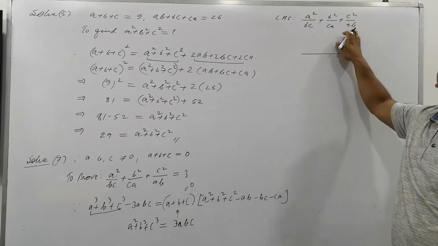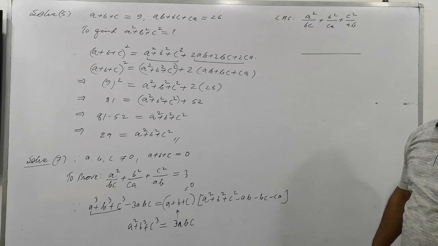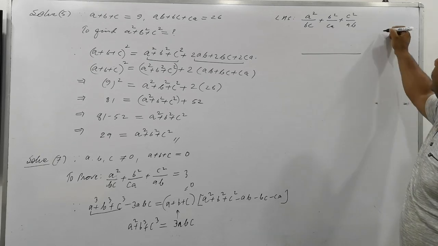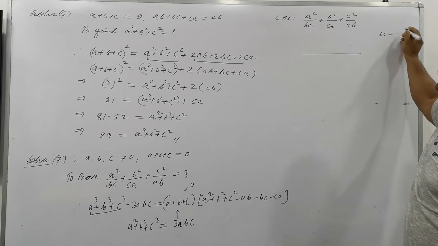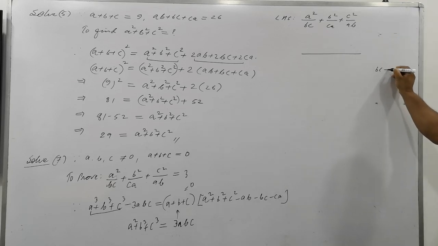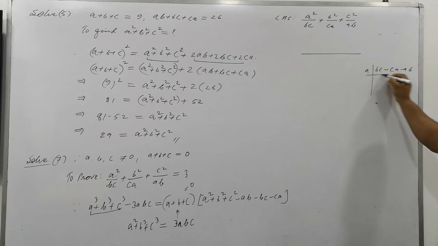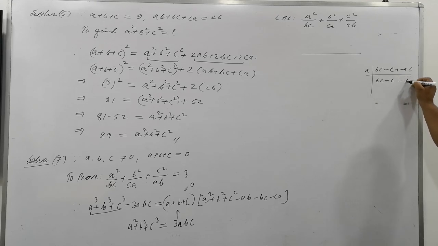We'll take the LCM of BC, CA and AB. How will we take the LCM of them? Their LCM will be ABC. You want to know how this comes? BC, CA and AB. A will divide all, BC will remain as it is. Here it will be C only and here B. Again divide by B, it shall be C, and here C remains, it's 1. Again divided by C, 1, 1, 1. So we can say all together are coming as an LCM.